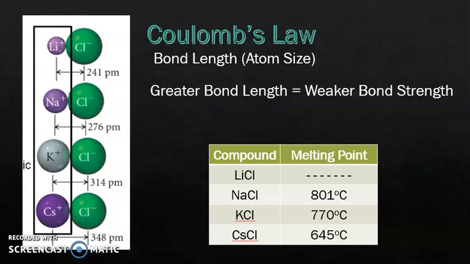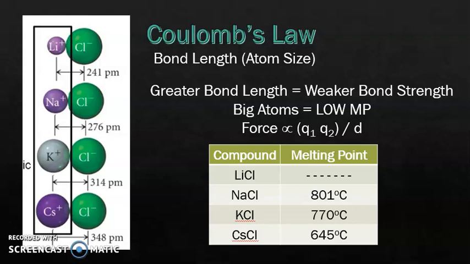Well, that's exactly right. The greater the bond length, the weaker the bond strength. In other words, cesium chloride has the biggest bond length, but it takes the least amount of energy, it has the lowest melting point, to get that sucker to melt. So the larger the distance between those nuclei, the weaker the bond is going to be. So again, big atoms mean low melting point. And we can take a look at that equation just one more time, being force is directly proportional to the charges divided by the distance. As distance increases, force decreases.